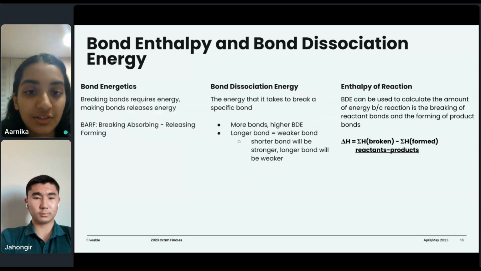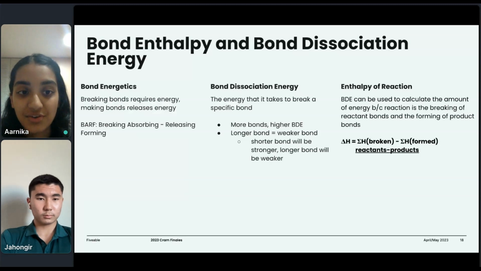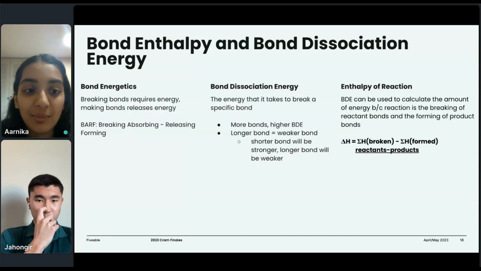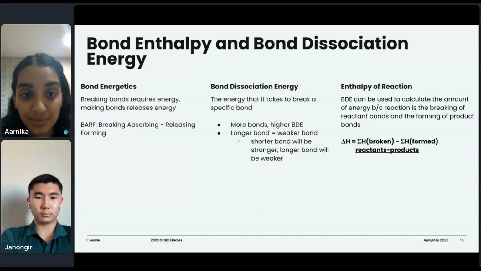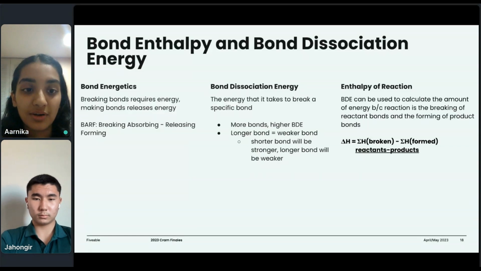Okay, so these are good, important concepts to know: the bond enthalpy and the bond dissociation energy. For bond energetics, breaking bonds requires energy, and making bonds releases energy. A good mnemonic to remember this is BARF: breaking, absorbing, and releasing, forming. So breaking bonds requires energy, and making bonds releases energy.